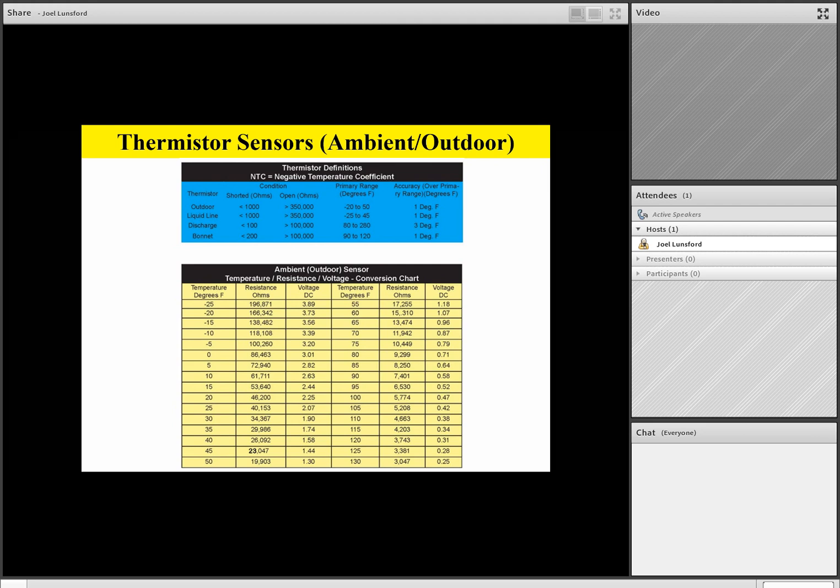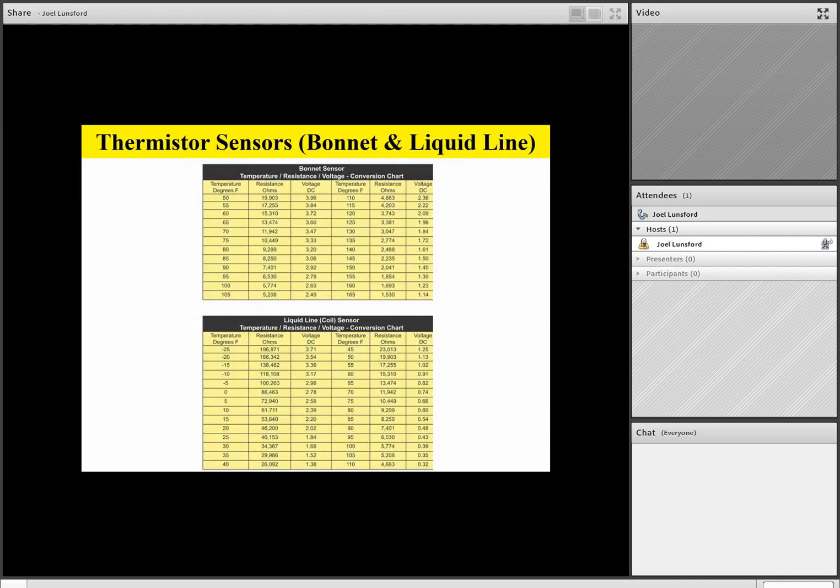You'll also have a combination chart with a bonnet sensor on top if you have a dual fuel situation where you've got a furnace and a heat pump outside and you have an optional bonnet sensor. We give you a bonnet sensor chart. And below the bonnet sensor chart, you'll see there's a liquid line chart. Right, and this is your coil sensor. So let's do an example. Let's say that coil sensor is reading an 80-degree liquid line coil temperature. At 80 degrees, if you remove that sensor from the board and ohm it out with your ohm meter, it should read 9,299 ohms.